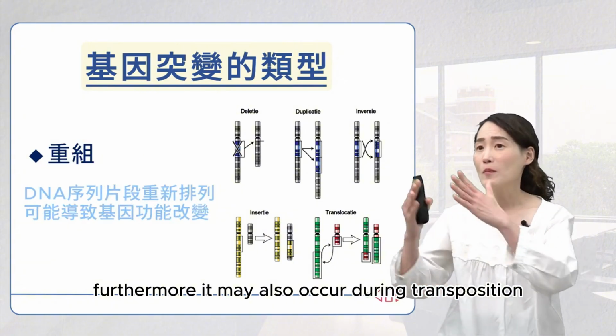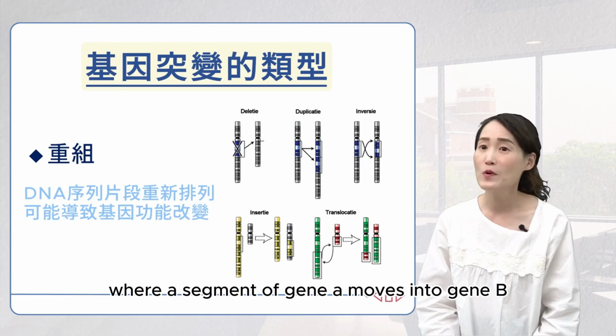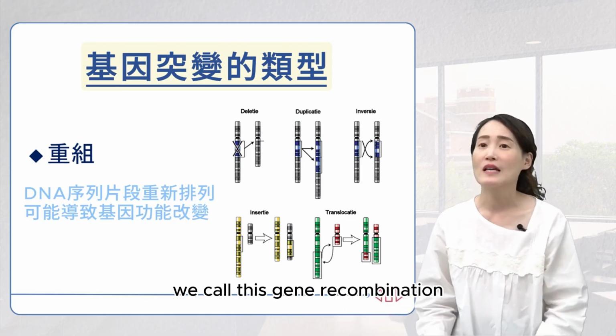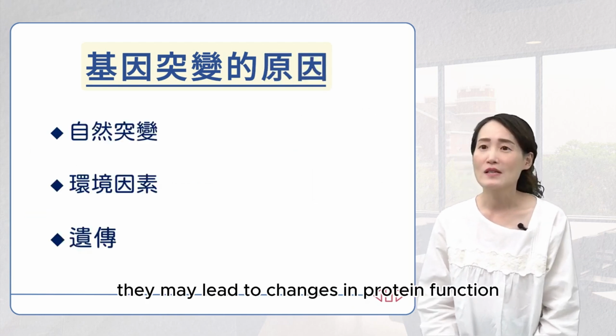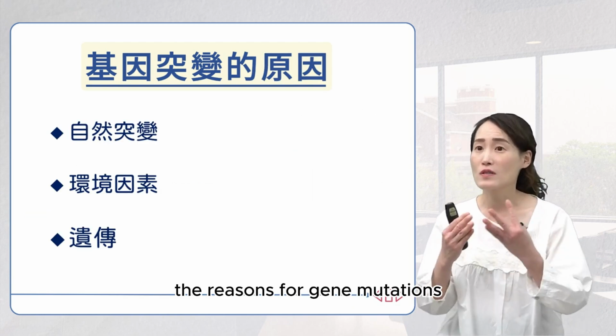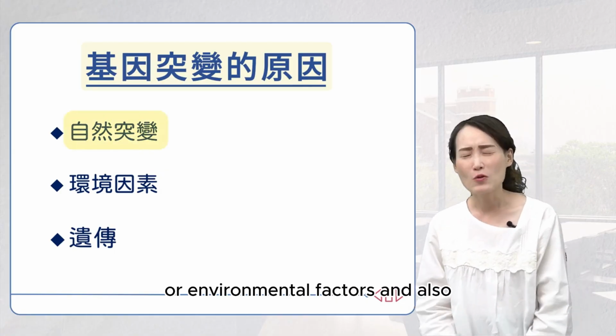Furthermore, it may also occur during transposition, where a segment of gene A moves into gene B. We call this gene recombination. Regardless of the types of gene mutations, they may lead to changes in protein function. The reasons for gene mutations could be natural mutations or environmental factors, and also inheritance.